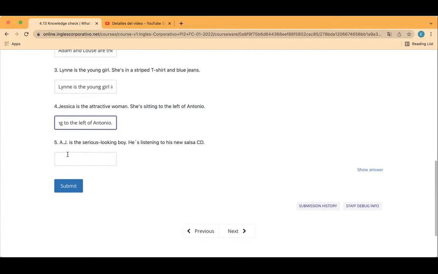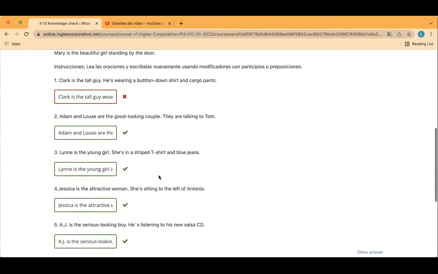Okay, and number five. AJ is the serious looking boy. Only copy the person and then the activity or the listening. Preposition. Listening, the serious looking boy, listening to his new salsa CD. Exactly. And that's it. Which one didn't we have? Clark is a tall guy wearing, did I put two spaces? Wearing a button-down shirt, yes.